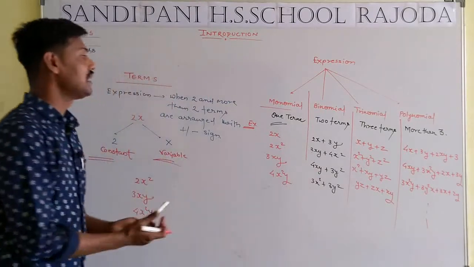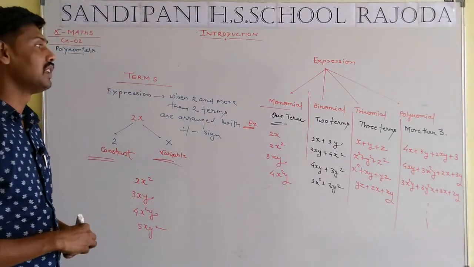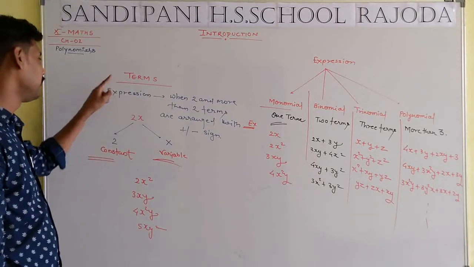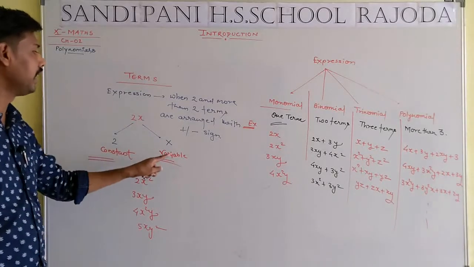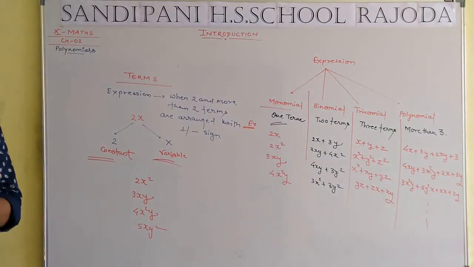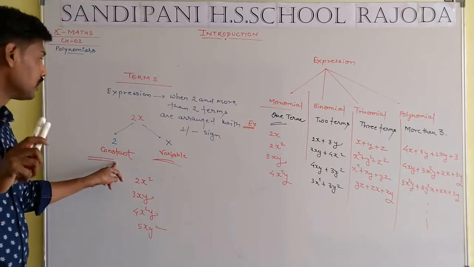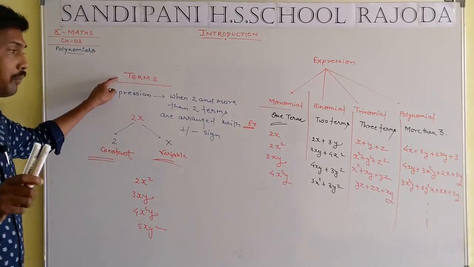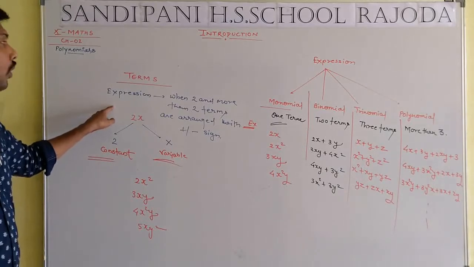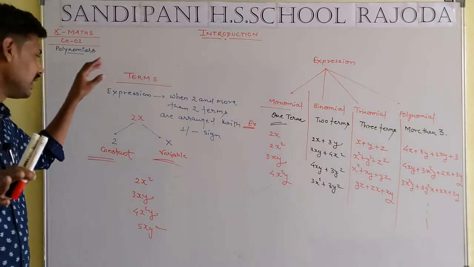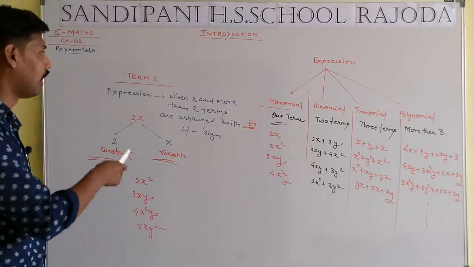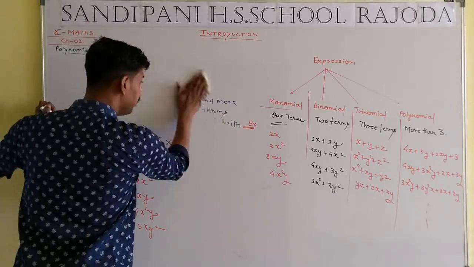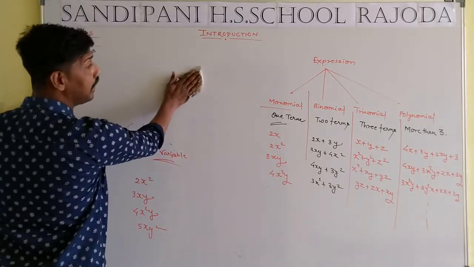So firstly, I introduced expression. What is the meaning of expression? From the initial point, take the term. Term means a composition of constant and variable. Both constant and variable are required, okay, and together they are known as a term. The number of terms makes an expression. Terms create an expression. How many types of expressions are there? An expression may be monomial, binomial, trinomial, or polynomial.